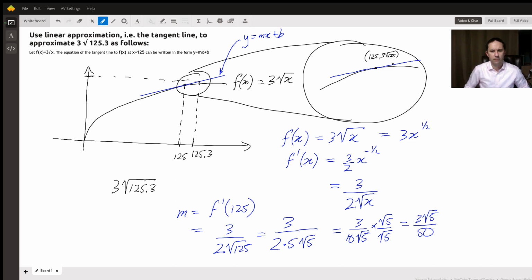Now the y-intercept. So now we know that this function y equals mx plus b is really m, which is 3 root 5 on 50, times x plus b. Well, we don't know what b is yet, so let's work that out. We know it goes through the point 125, 3 root 125. So 3 root 125 equals 3 root 5 on 50, and x is 125, plus b. So now we have enough information to find b.